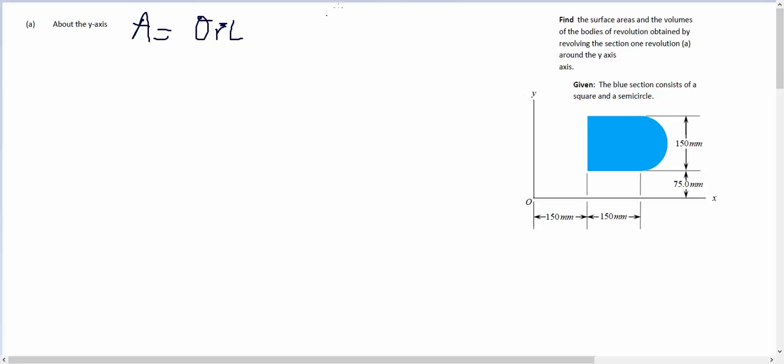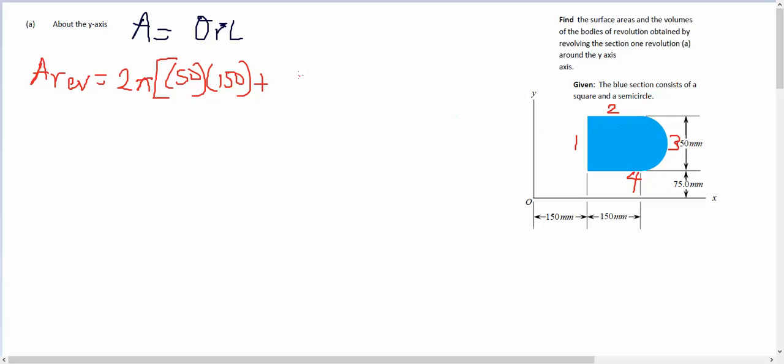So here we can split this into 4 lines, 1, 2, 3, and 4. The area of revolution about the y-axis here would be 2 pi, because a full revolution is 2 pi. And then RL. The length of the first line is 50 and its x-centroid is 150. When you're revolving about the y-axis, you use the x-centroid, and when you're revolving about the x-axis, you use the y-centroid.